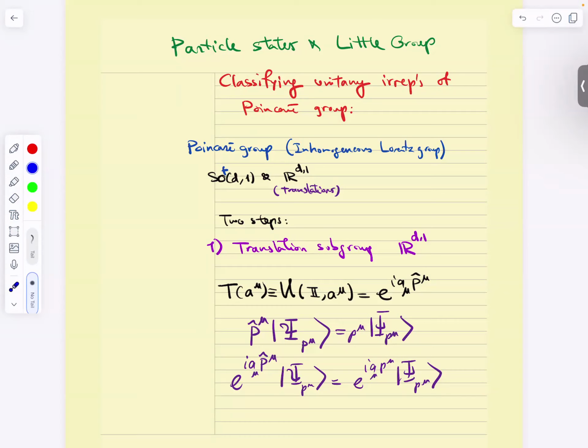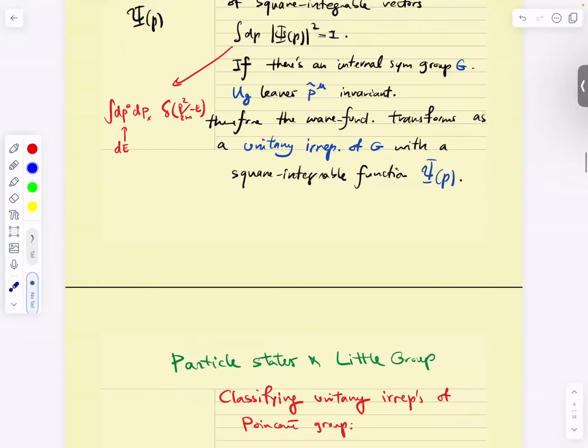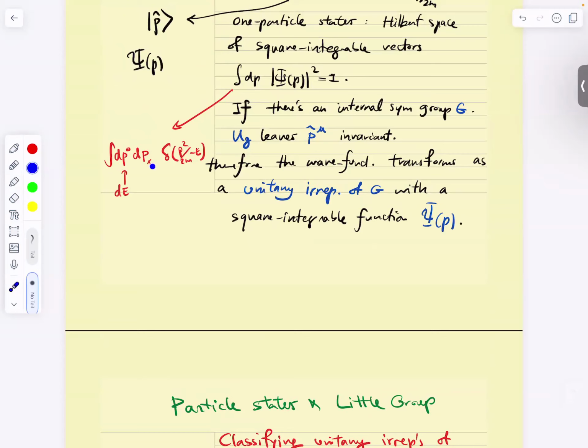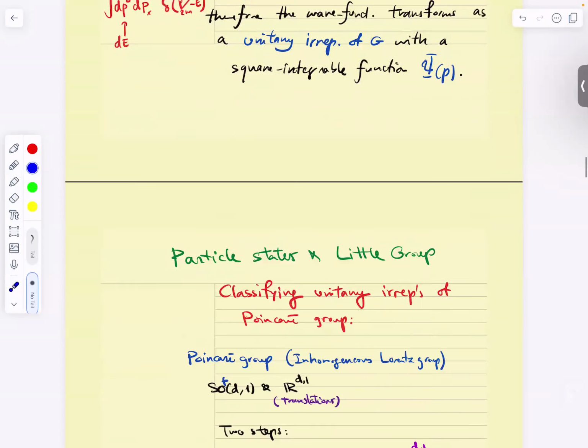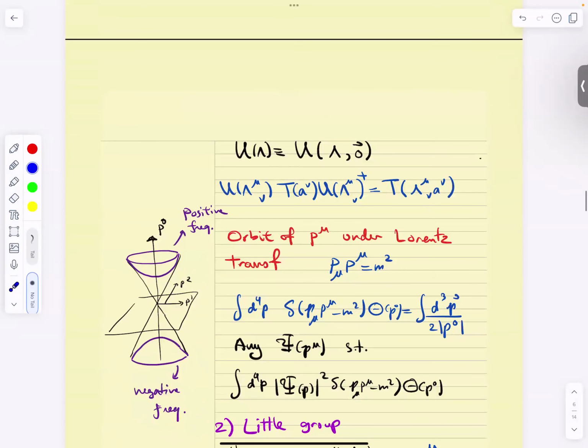What did I do next? I just took these ket p's and integrated over all momenta in space and time, putting the on-shell condition. I'm going to do the exact same thing here. I'm going to integrate my psi p over all momenta with two on-shell conditions. One is that p mu squared minus m squared has to be 0. That's the analog of E equal p squared over 2m. I wrote it covariantly. I'm doing this because I want it to be covariant.